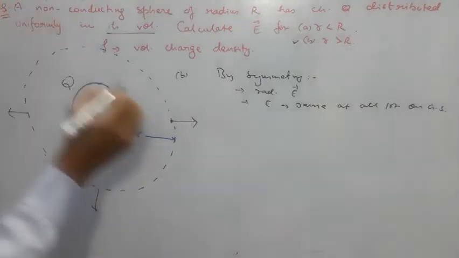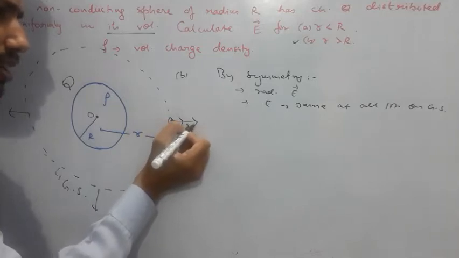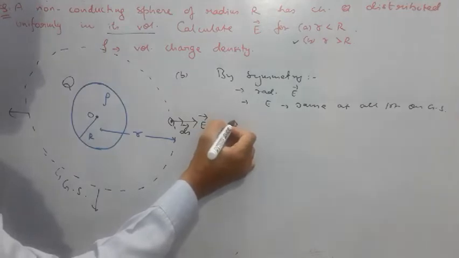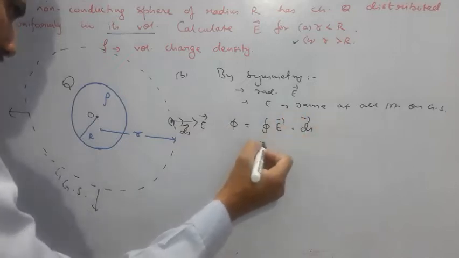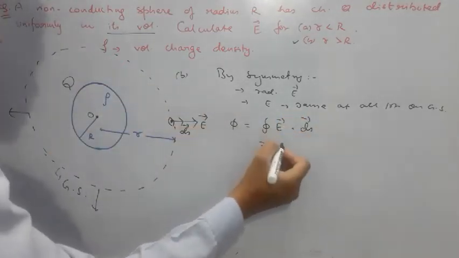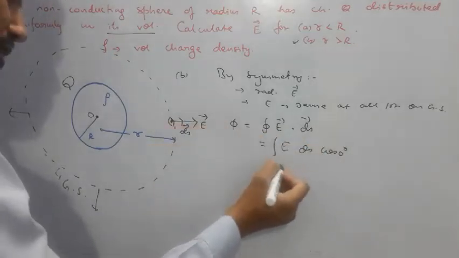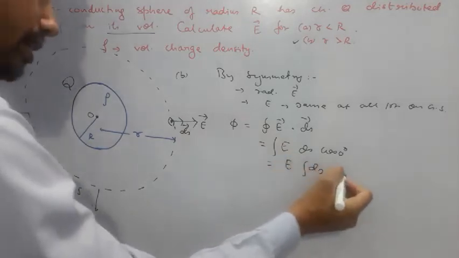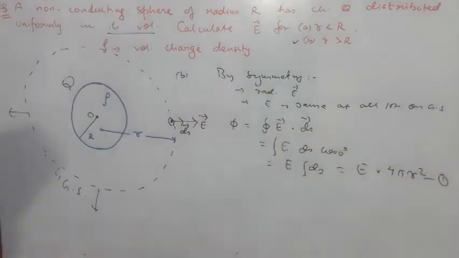With this argument, now if you choose a small element over here, that element will have some area that we write as ds vector, and this electric field we write as E vector. These two vectors are in the same direction. That's why the total flux phi, which is integral E vector dot ds vector, will become how much, students? It will be simply, because they are in the same direction, E times ds times cos 0 degree, and this becomes E into integration ds, and that is nothing but the total surface area of the sphere. So E times 4 pi small r square. So this is the flux.